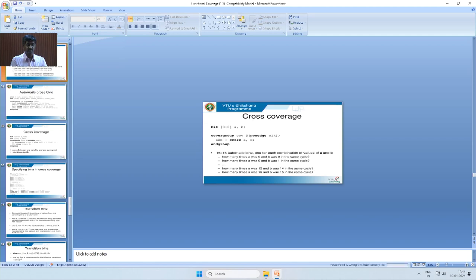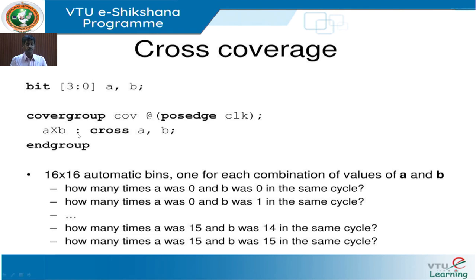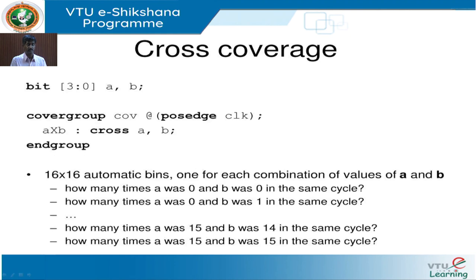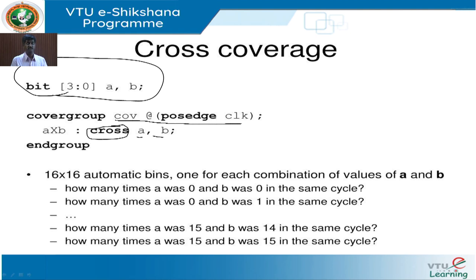Cross coverages. I can have a cross value here, as I already defined it. What are all the values which occur between A and B which can be crossed? Let us say I have 4 bits of A and B. Covergroup, coverpoint at positive edge of the clock, A cross B: cross A comma B.